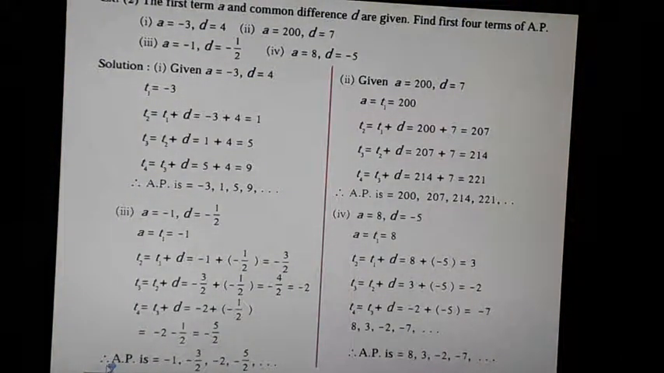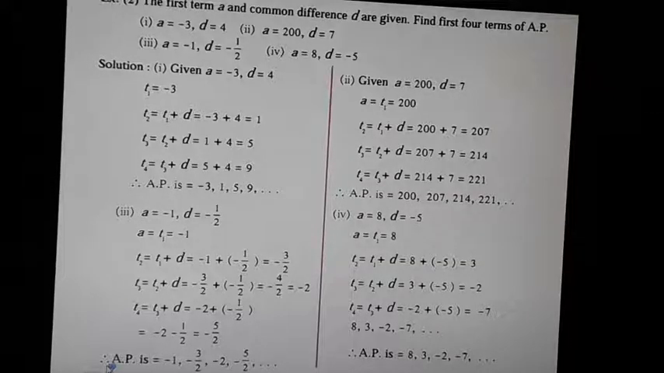Now see the next thing here. What is given? The question is: the first term A and common difference D are given. Find the first four terms of an AP. First four terms you have to find. Now see, we will take the first question now.